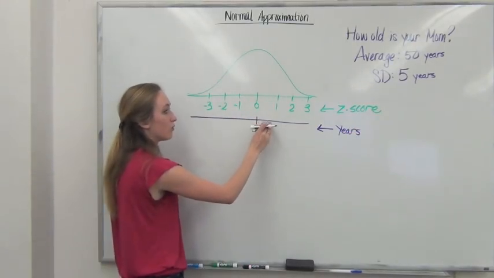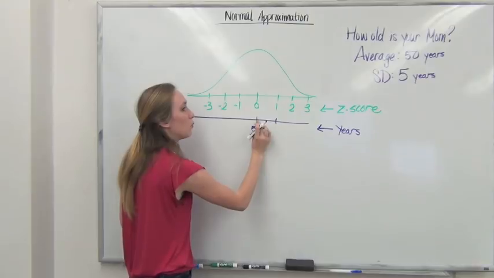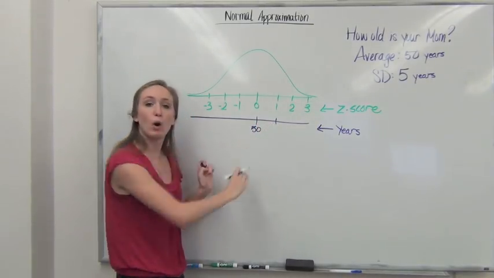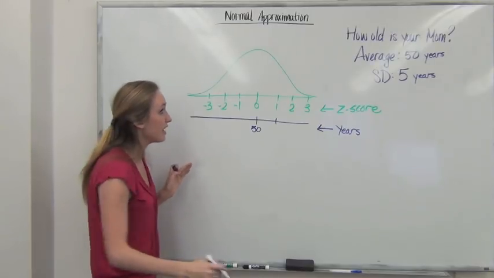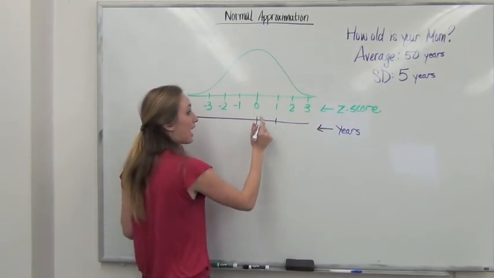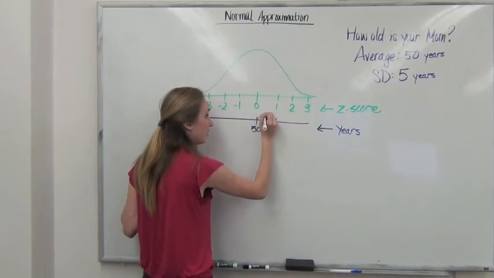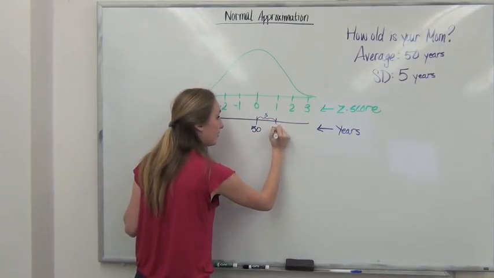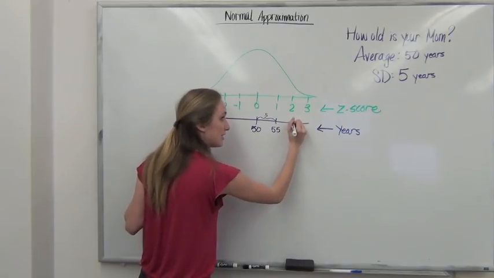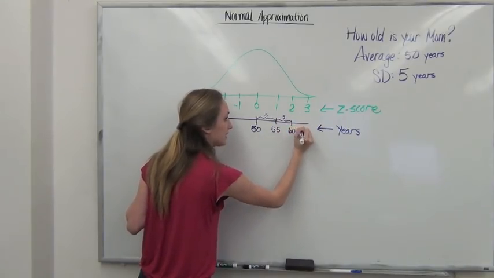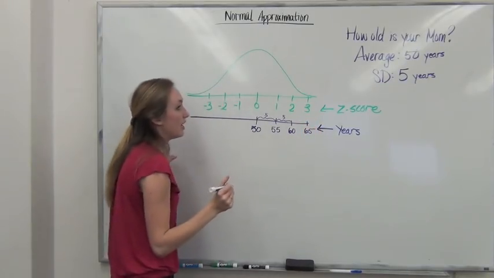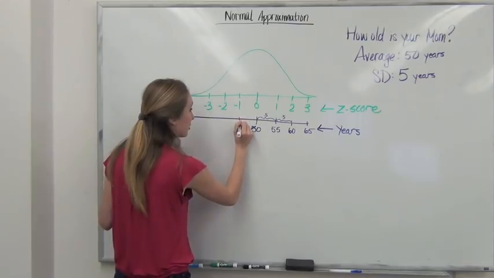So a z-score of 1 would be 1 standard deviation above average. And what was the standard deviation for this data set? 5. So we're going to add 5 between a z-score of 0 and 1 to get 55. And we're going to do that same thing again for the next z-score, and we're going to get 60. And a z-score of 3 is going to be 65. And it works the exact same way in the other direction.